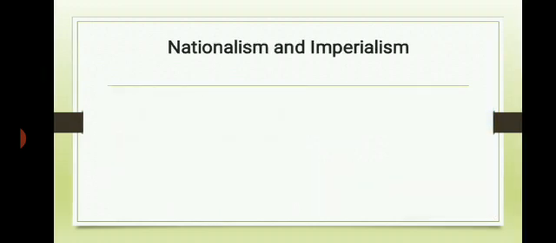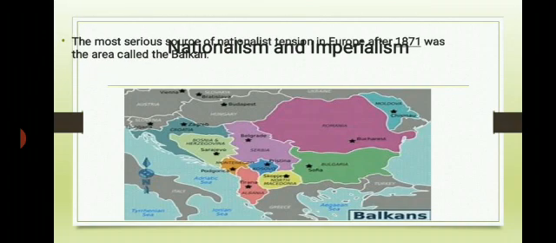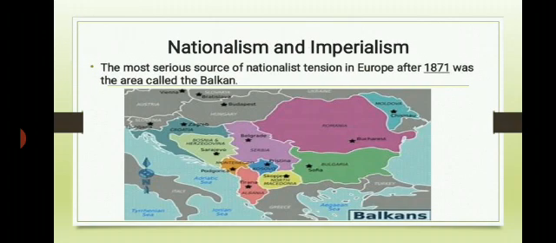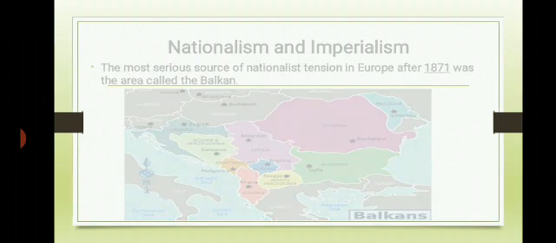Another important topic is nationalism and imperialism. First of all, we must understand the meaning of nationalism and imperialism. Nationalism is related to feelings towards the nation, but imperialism represents making the country larger, bigger in size and in power. And for this, the most serious source of nationalist tension in Europe was found after 1871, and the area struggling with all these conflicts was known as the Balkans, and we will know more about the Balkans in these points.